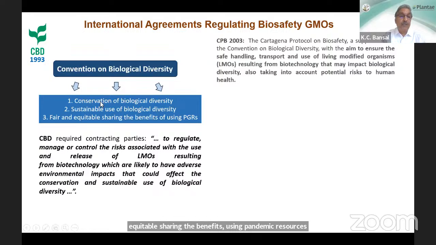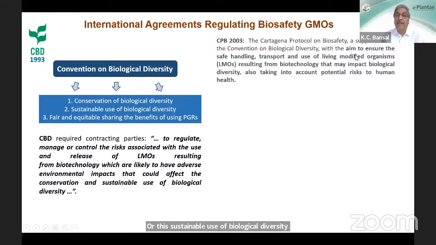And to take care particularly of these objectives, the CBD required the contracting parties, those who are interested in developing GM crops or GMOs, to regulate, manage, or control the risks associated with the use and release of GMOs, or LMOs, as you call them, resulting from biotechnology, which are likely to have adverse environmental impacts that could affect the conservation or the sustainable use of biological diversity.